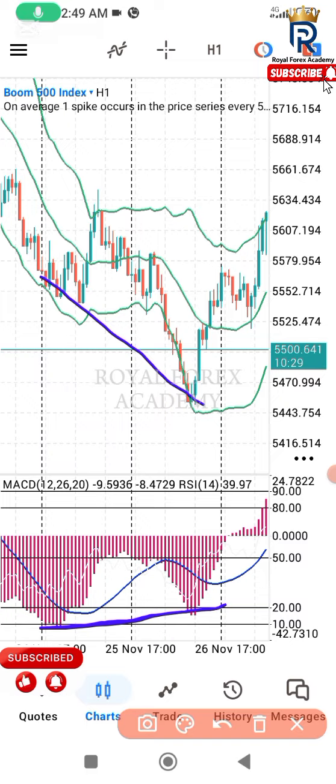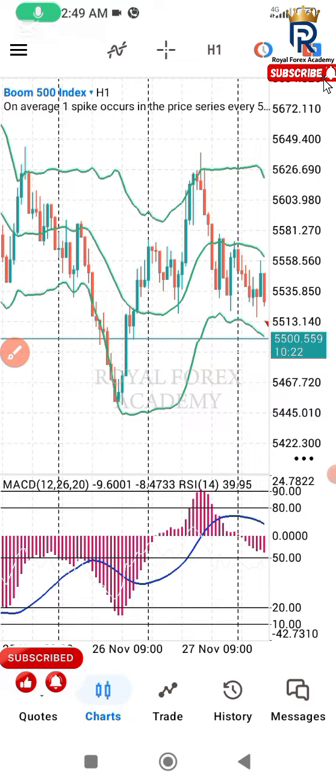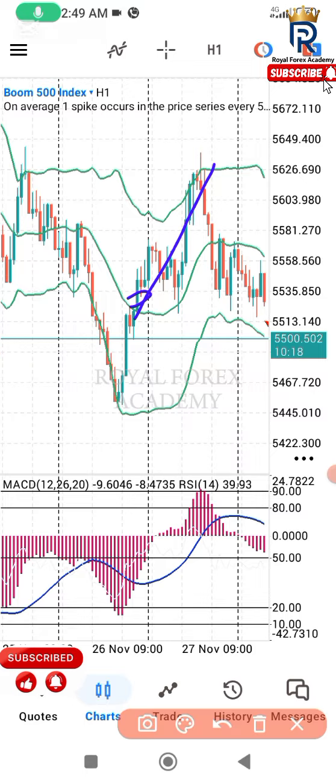So this divergence informs us prior before change in price direction. You can see that after that, price moved a while to the upside. So this is the advantage of what this moving average convergence divergence will do for us.